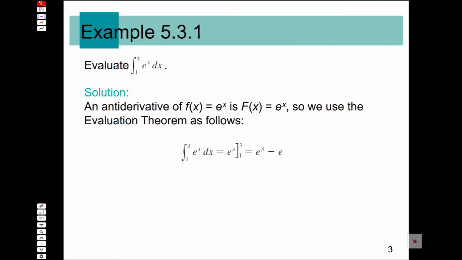Let's now work through a simple example. Evaluate the definite integral of the function e to the x from x equals 1 to x equals 3. So to apply the evaluation theorem, we first need an antiderivative of the integrand here, which is e to the x. An antiderivative of e to the x is just e to the x itself, and so we can then use the evaluation theorem as follows. The definite integral of e to the x from 1 to 3 is equal to the antiderivative e to the x evaluated at 3 minus the antiderivative e to the x evaluated at 1. That's what this notation here means, and written out more explicitly we get this quantity here.